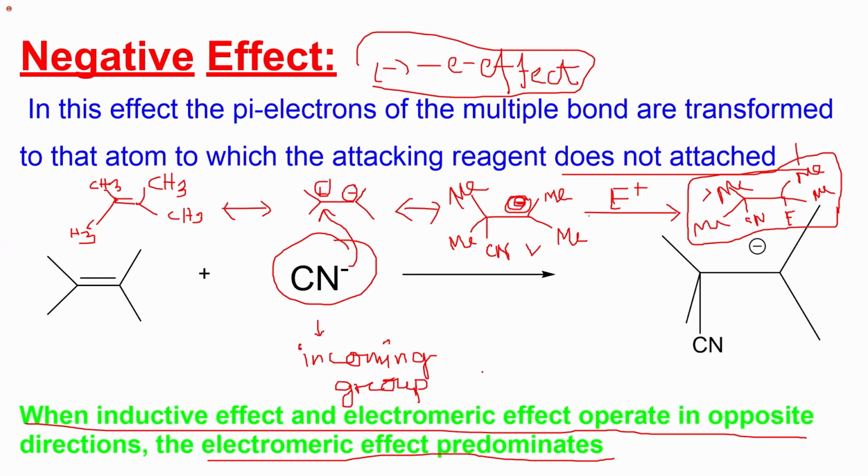So today we discussed the resonance effect. There are two resonance effects: plus R effect and minus R effect. We also discussed the mesomeric effect, which is the same as the resonance effect, and we discussed the electromeric effect. There are two types of electromeric effect: one is the plus E effect, and one is the minus E effect.